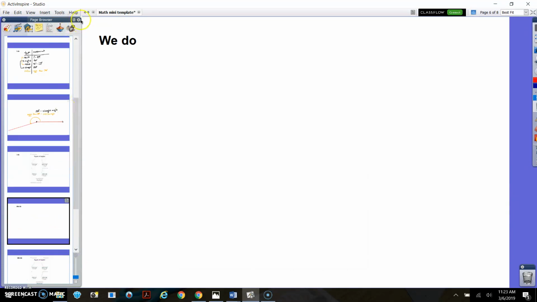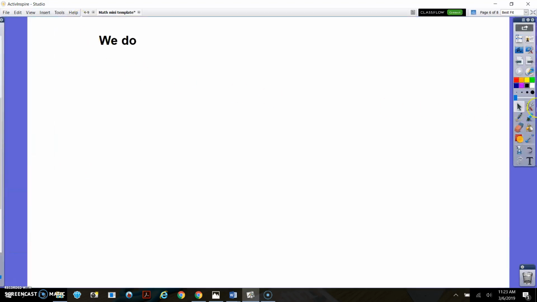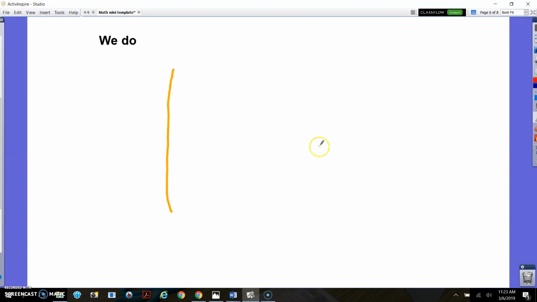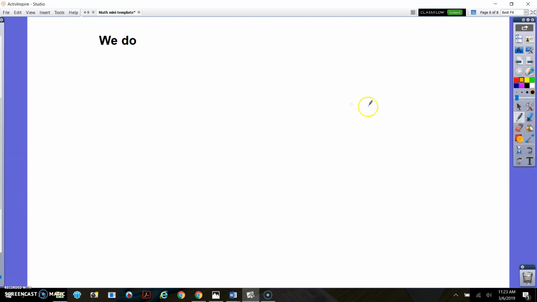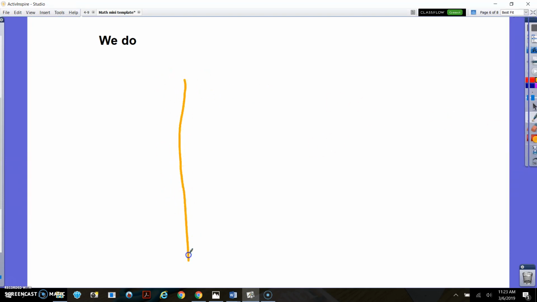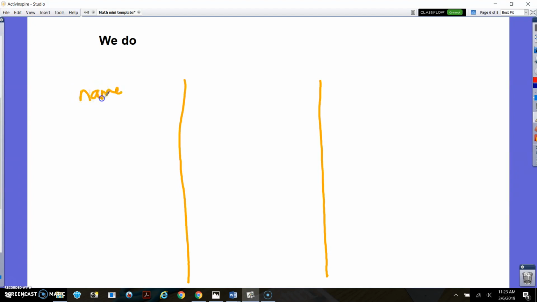So let's see. Why don't we do this? Why don't we make an even bigger chart than I made? Why don't you make a 3-column chart? Leave yourself lots of room in the 3rd column to draw a few. So why don't we do name, measurement, and examples. Okay.